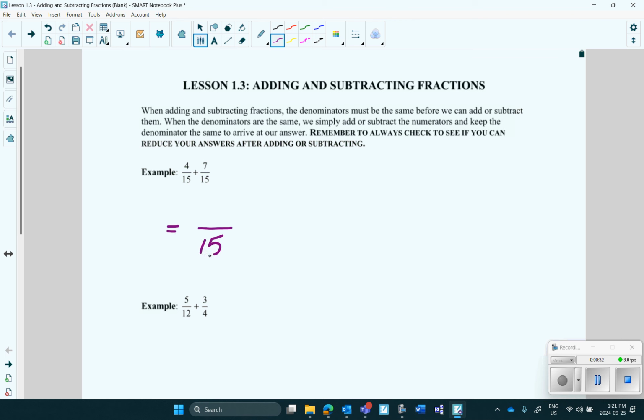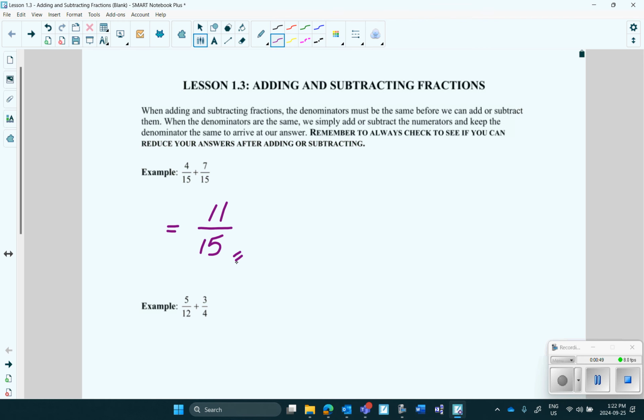Denominators are the same. So it's going to be the same denominator in my answer, and my numerator will be what? 11. 11, because I just added 4 and 7. And we're done.